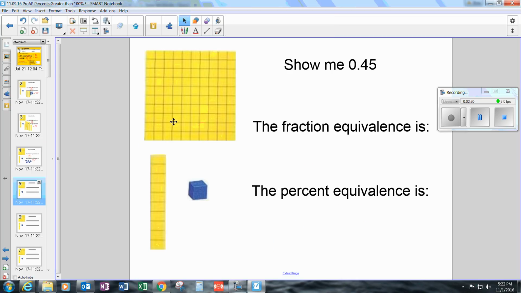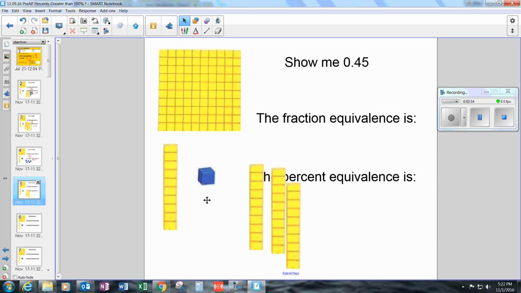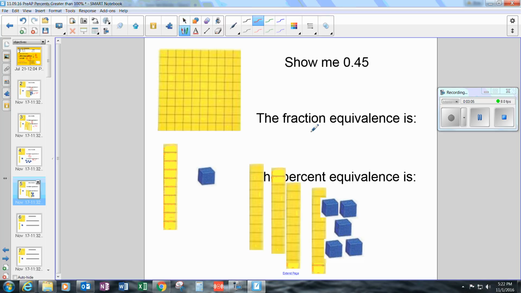Show me 45 hundredths. 10 hundredths, 20 hundredths, 30 hundredths, 40 hundredths, 41 hundredths, 42 hundredths, 43 hundredths, 44 hundredths, 45 hundredths. What is the fraction equivalence? 45 hundredths. And percent would be 45%.